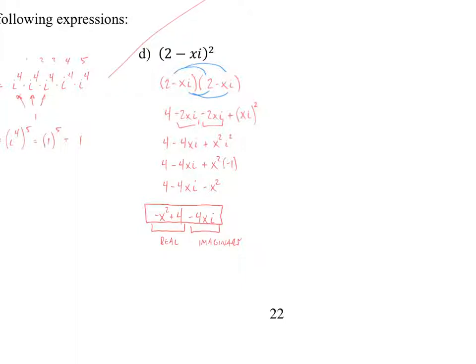All right, I know that's quick, but really the new thing here is i. i is the square root of -1, and we're going to have to simplify some expressions that involve that square root of -1. All right?